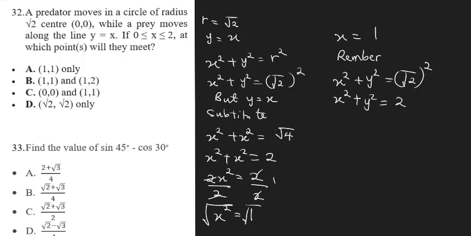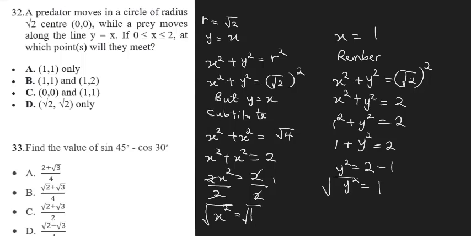So substituting now, if you substitute x equals 1, you're going to have 1 squared plus y squared equals 2, right? So this 1 squared is 1, plus y squared equals 2. Remember this is y squared, right? So move this 1 to the other side, it will be a minus sign. So you're going to have y squared equals 2 minus 1, so y squared is equal to 1.